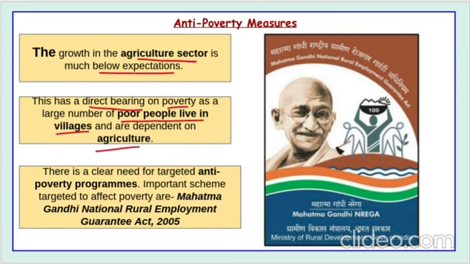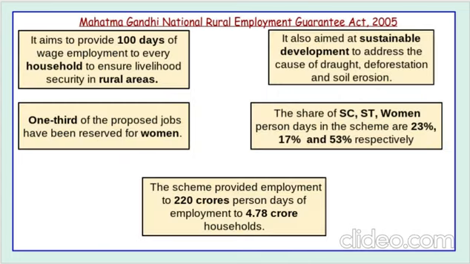Now, there is a clear need for a targeted anti-poverty program. There should be an anti-poverty program. Now, we are going to understand a few. Our first one is the Mahatma Gandhi National Rural Employment Guarantee Act 2005. So let's see what this act was about.